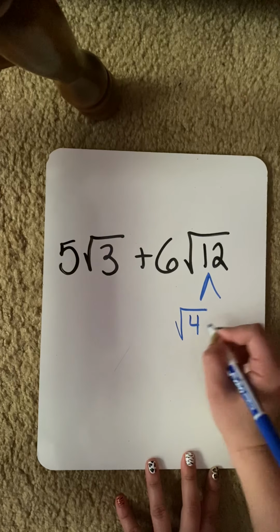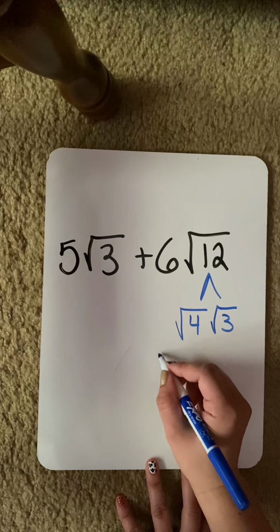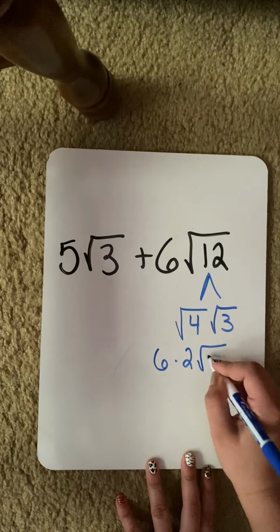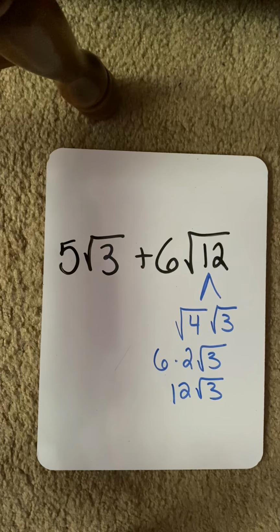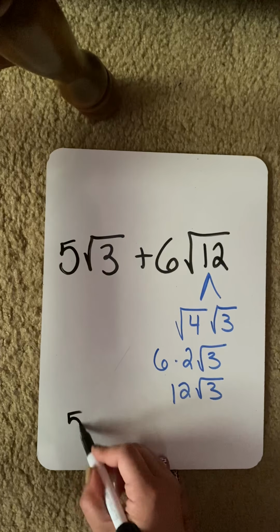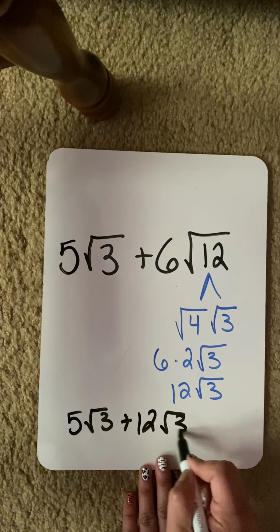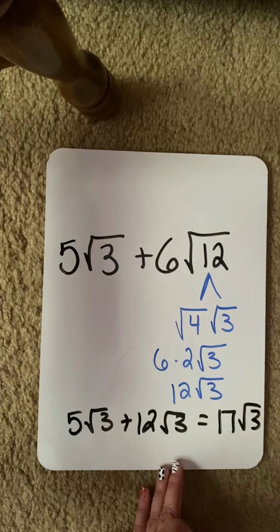So it's kind of like the square root of 4 times the square root of 3. So you can simplify it: 6 times, you pull out the square root of 4, square root of 3. So we have 12 times the square root of 3. So this is bringing in what we did last class. So we now have 5 times the square root of 3 plus 12 times the square root of 3 equals 17 times the square root of 3, and that's your final answer.